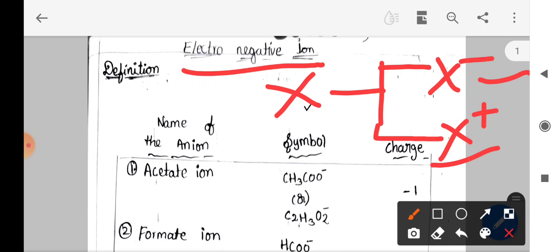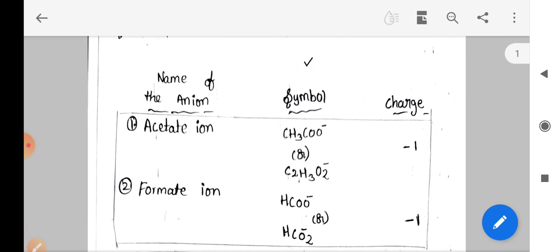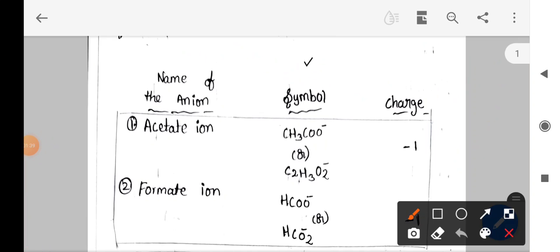Today we are going to discuss different types of electronegative ions or anions. It is most important for understanding the basic part of chemistry. We are going to discuss the name of the ion, the symbol of the ion, and the charge on the ion.